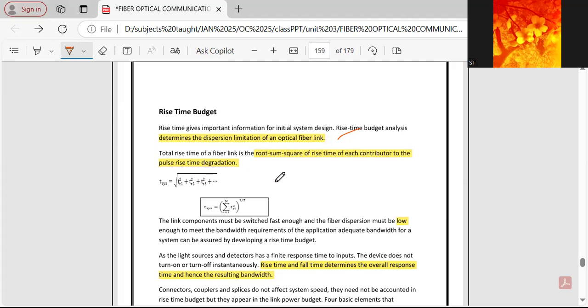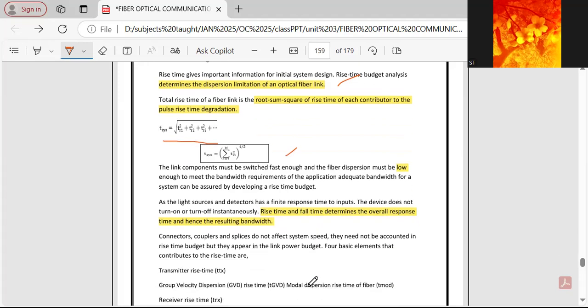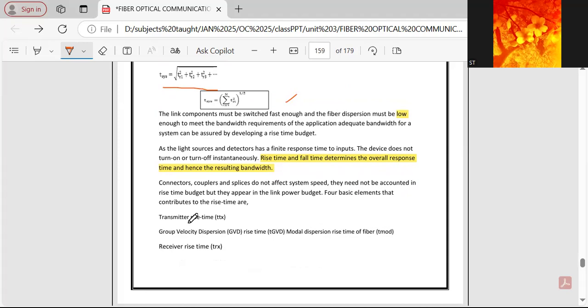The total rise time of a fiber link is given by this formula, that is the root sum square of the rise time of each contributor to pulse rise time degradation. This is the formula to calculate the rise time, and this must be low in order to meet the bandwidth requirement of the system. Rise time and fall time determine the overall response time, resulting in the bandwidth. As we already discussed, connectors, couplers and splices do not affect the system speed and are not accounted for in rise time budget calculation.